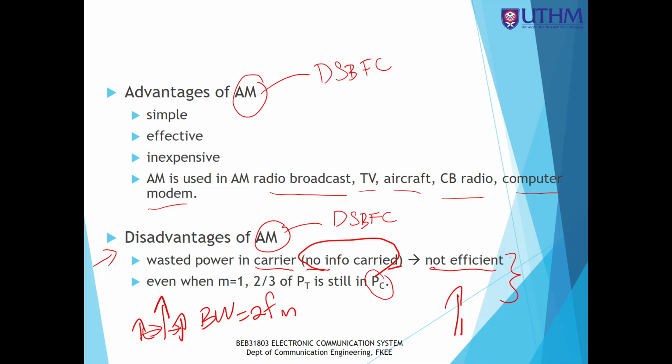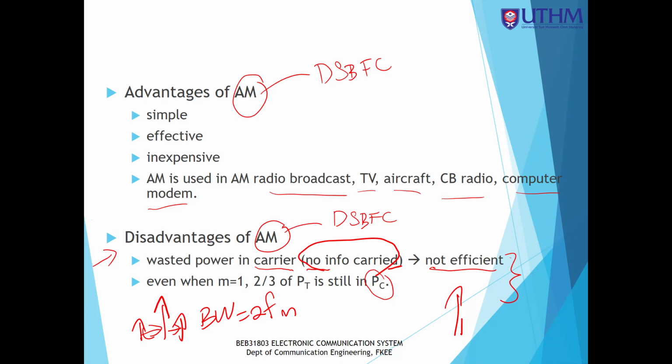Remember, you don't need to put percent. Don't write it in percent. It is 0.75. Don't put 75 here. It is wrong. You need to put the absolute value, which is 0.75. So therefore, you get 512.5 watt. This is the total power. Remember, this is for the double sideband full carrier, DSB FC.